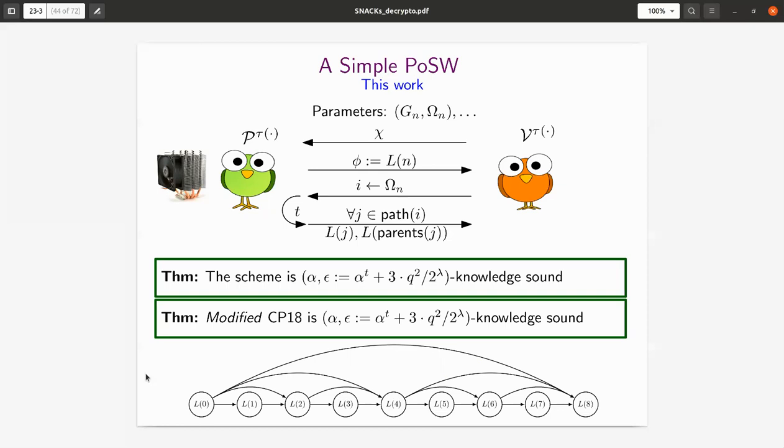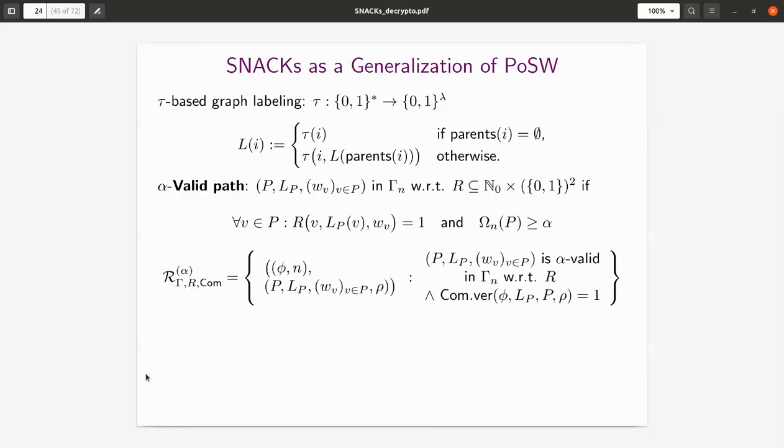Great. Yeah, thanks. Okay, cool. So one way I would like to talk about SNACKs is as a generalization of this notion of proof of sequential work. And the generalization is very natural and simple. So remember that these are the notions that we talked about: labeling, alpha validity, and this relation.